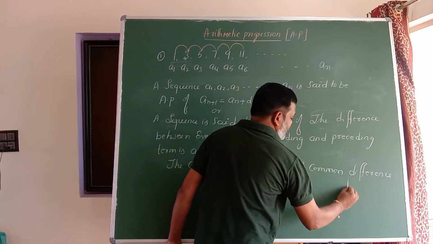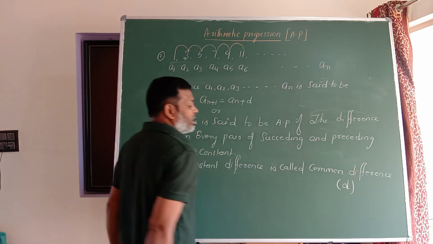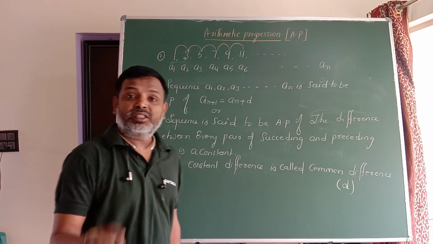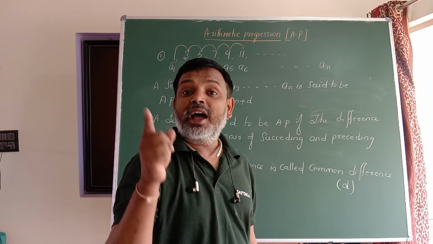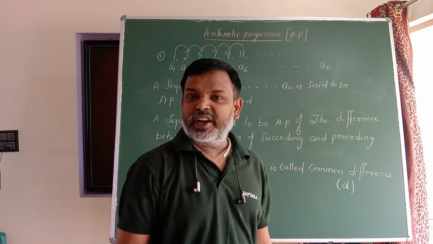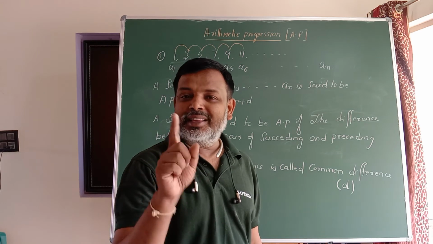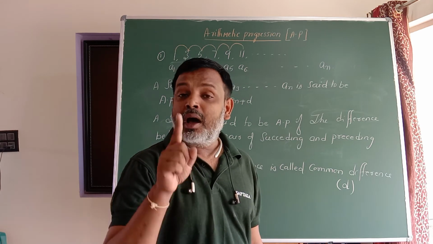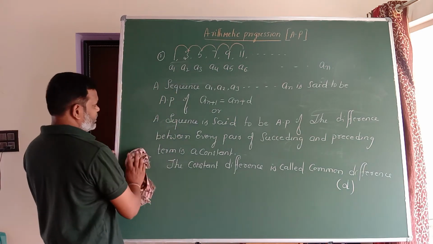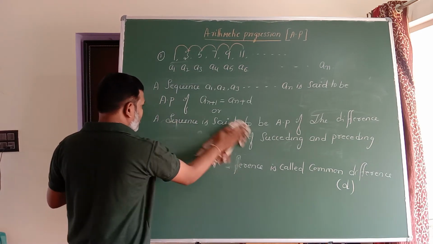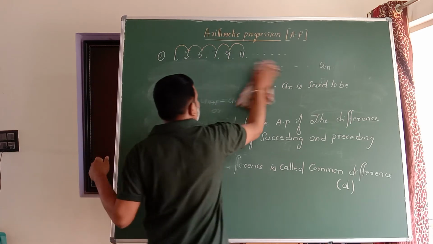The common difference is usually denoted by small letter d. So from now onwards, small d indicates what? That small d indicates a common difference of an arithmetic progression. If I use the word common difference d, that sequence or the progression must be an arithmetic progression. Keep in mind. Okay. Now have a look on this. We'll proceed to the next concept in detail.